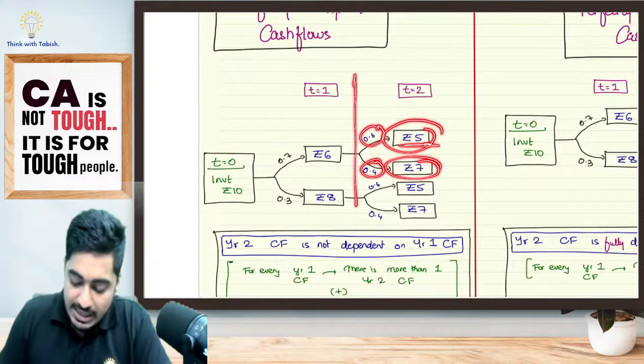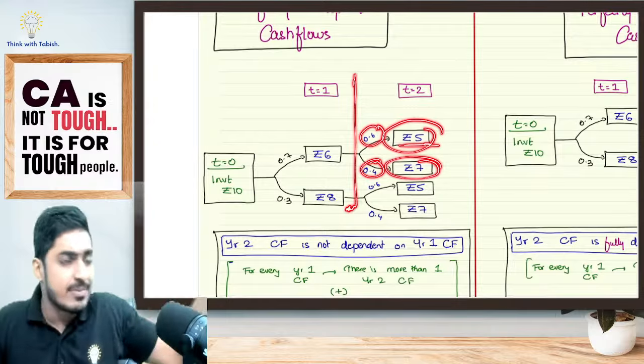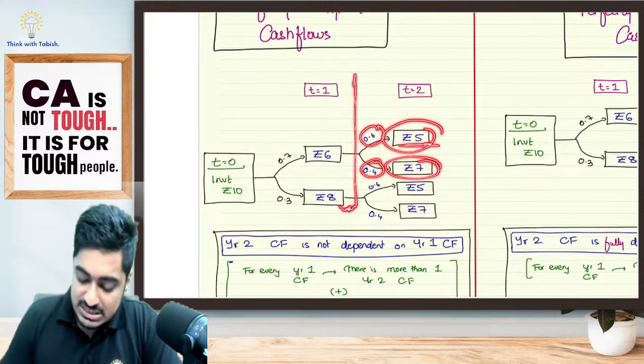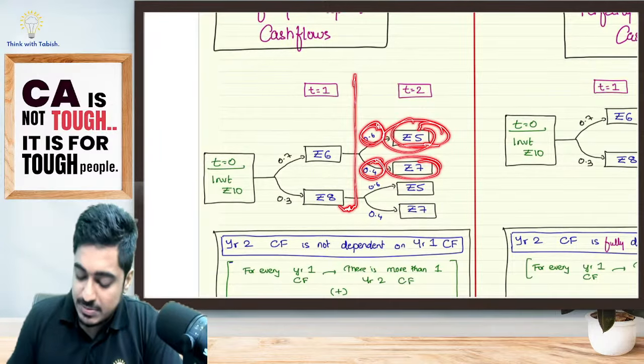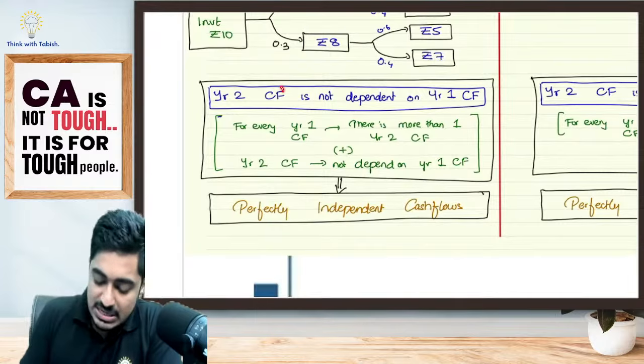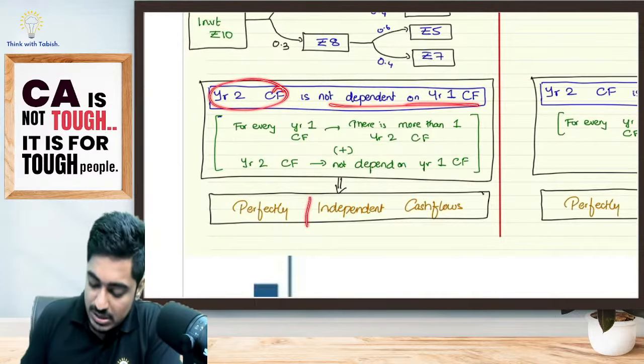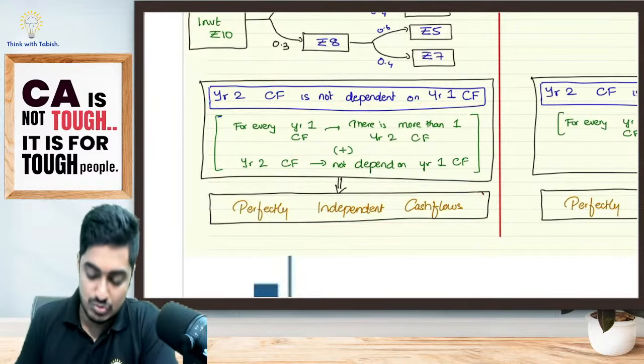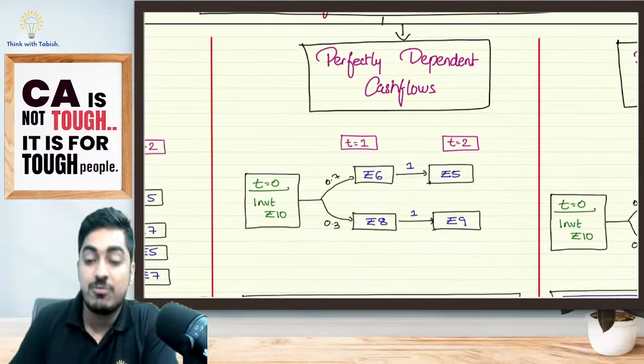Yes or no? Irrespective of what happened in year 1, doesn't matter. Second year, there is a 60% chance I will get 5 rupees and 40% chance I will get 7 rupees. Is this clear, everyone? Year 2 cash flow is not dependent. I will call it perfectly independent cash flow. Okay, sir. Now, perfectly dependent.